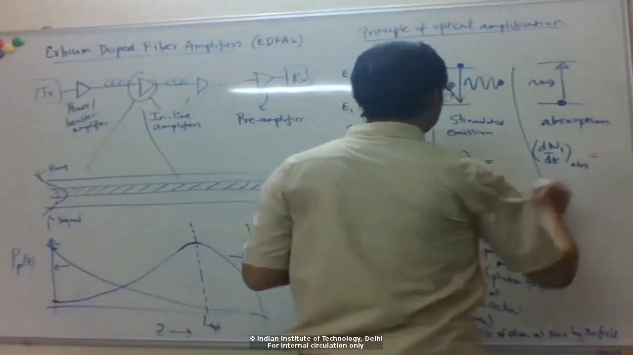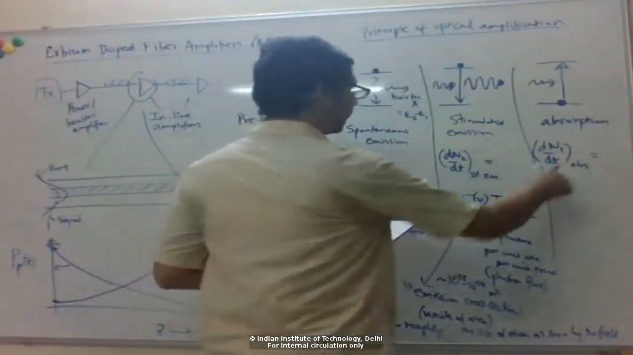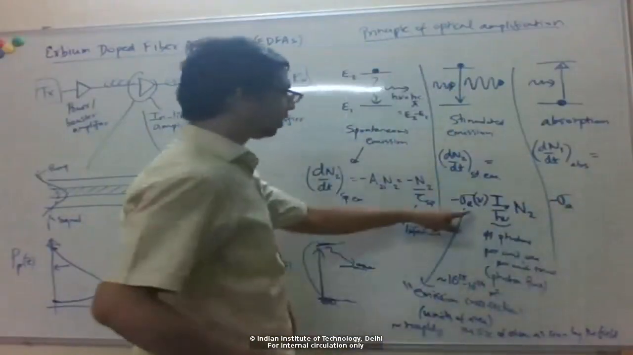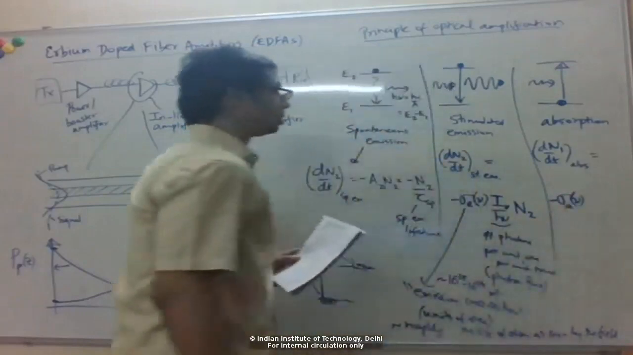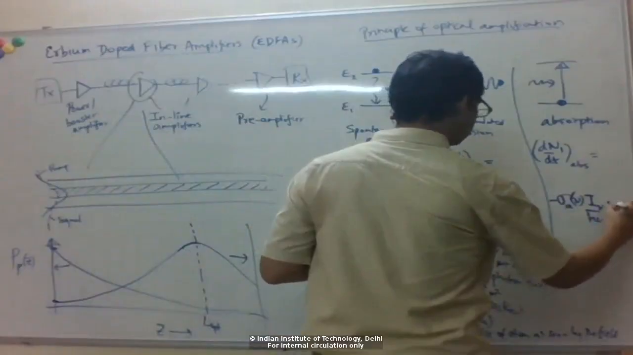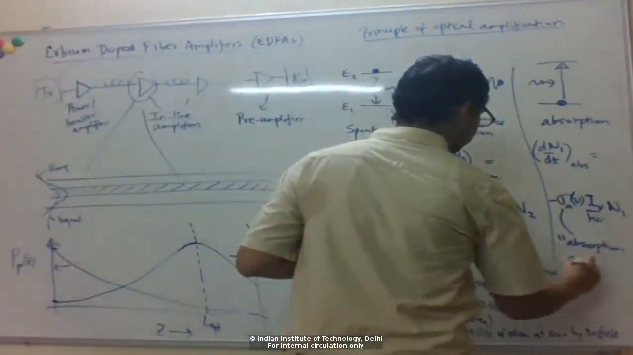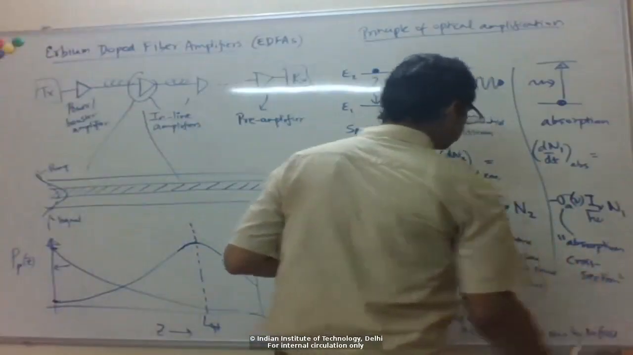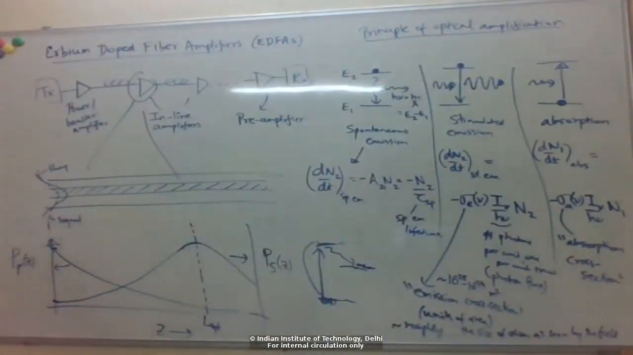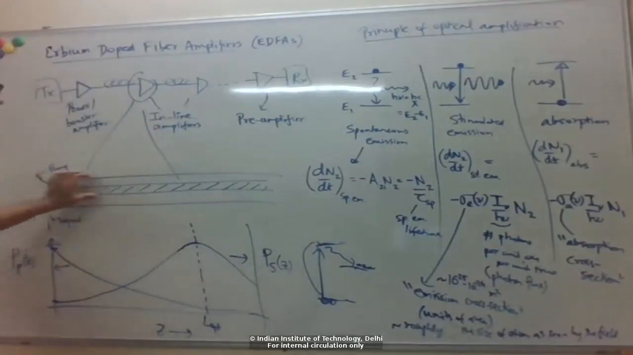Also, I can write similarly. Now absorption is causing a decrease in the number n1, the number of atoms in the ground state. So I can write it similarly like this, except instead of the emission cross section I now have the absorption cross section, which is also a function of frequency. So these three processes are happening within this medium as the fields are propagating.